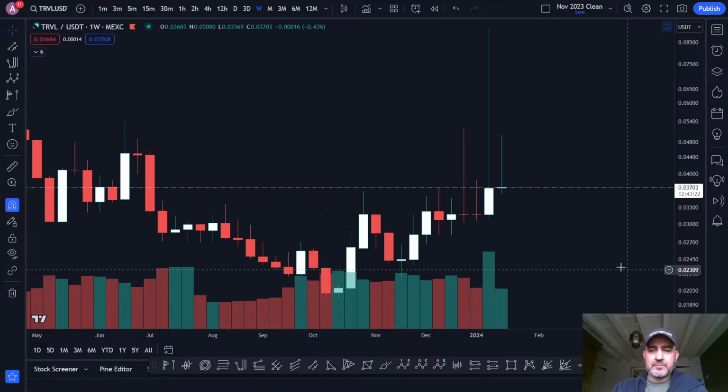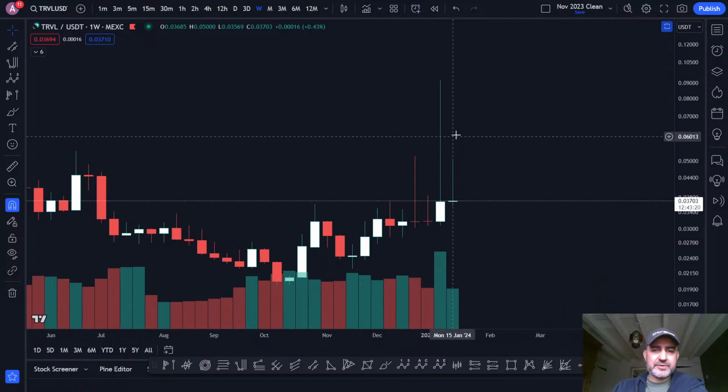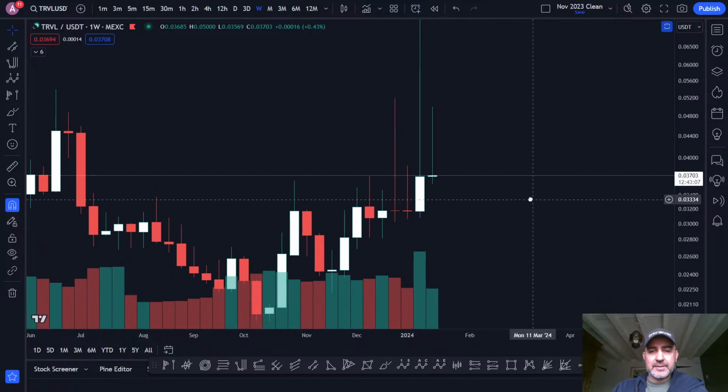I think I'd be more concerned if it was expanded and the volume had reduced. Because the price has reduced and the volume has gone down, that's not necessarily a bad thing. So we have to see.